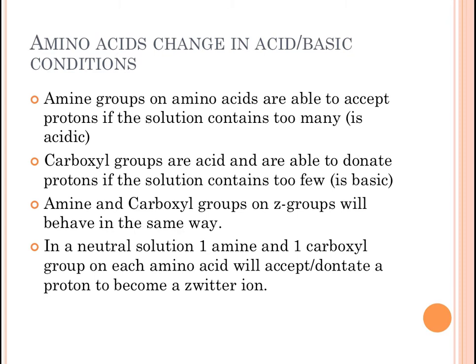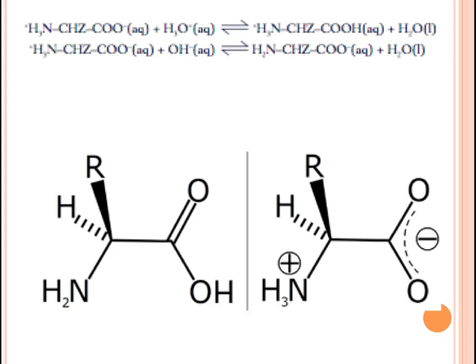So if you remember back to when we've looked at amino acids, you remember that amine groups on amino acids can accept protons and carboxyl groups can donate them. If you've got amine and carboxyl groups on the Z groups, it's going to behave in exactly the same way. So in a neutral solution, which is isotonic or appropriate for that particular amino acid, the amine will accept and one carboxyl will donate. Doesn't matter whether they're in the main part or in the Z group, but you'll get one positive and one negative charge. As soon as we add or reduce the amount of hydrogen ions there, that balance will change.